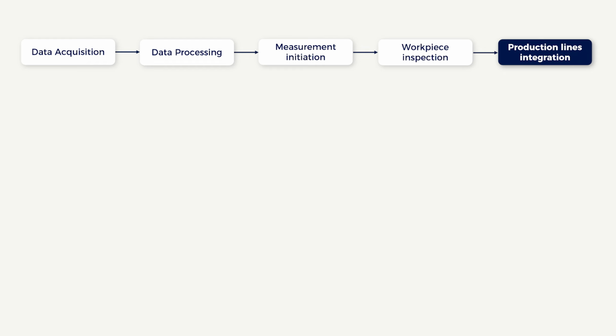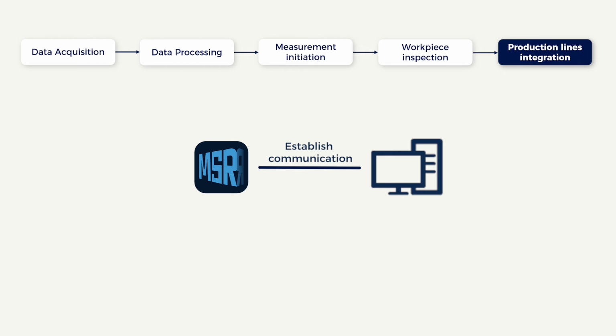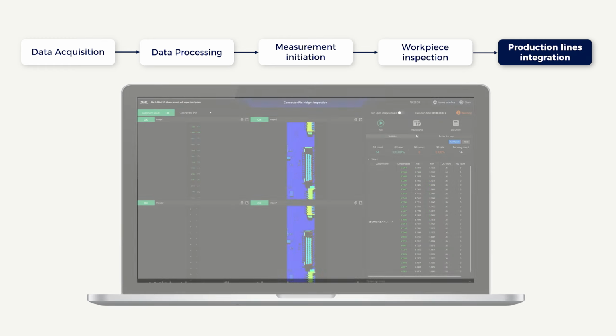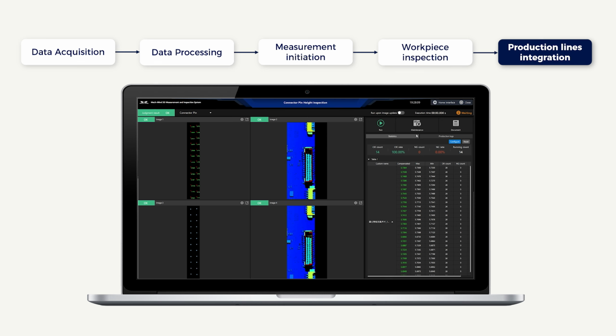Subsequently, prepare for production line integration. To this end, conduct test runs and establish communication. Once the system can perform measurements properly, customize the production interface as needed to gain an intuitive view of the operating status, ensuring a stable inspection process.